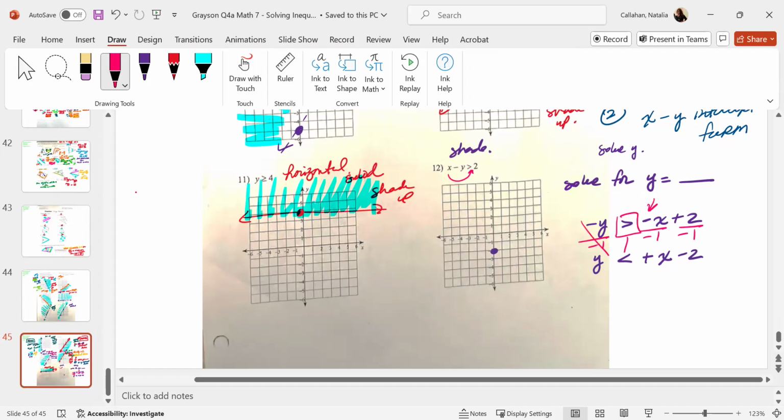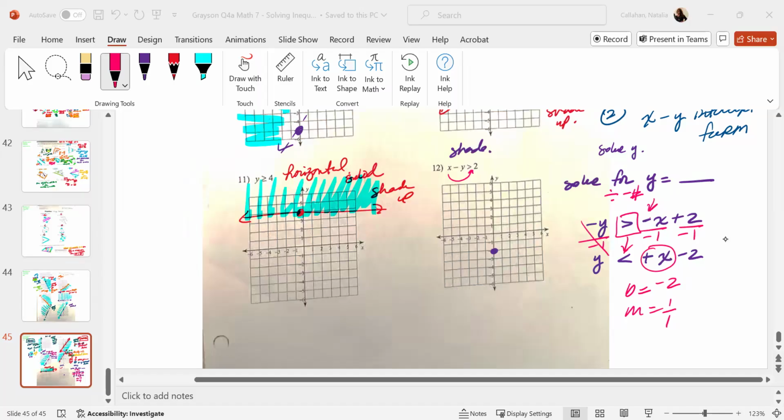So this has to change. And why does it change? Because you're dividing and multiplying by a negative number. Negative x divided by negative 1 is what? It's a positive x. Positive 2 divided by negative 1 is a negative 2. So now to ask you again, what is your y-intercept? Negative 2. Good. Now what is your slope? Up 1 over 1, up 1 over 1, up 1 over 1.